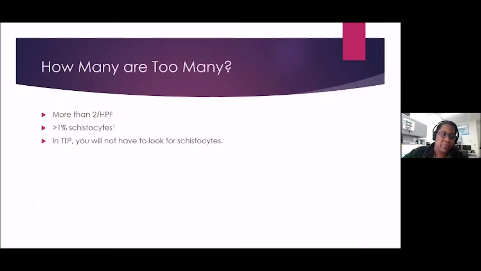So it's nice to know what a schistocyte is, but the quantity also matters. There's a certain threshold where you start to really pay attention to your schistocytes. More than 2 per high powered field is, I would say, significant, or if you count and it's more than 1% of your red blood cells.